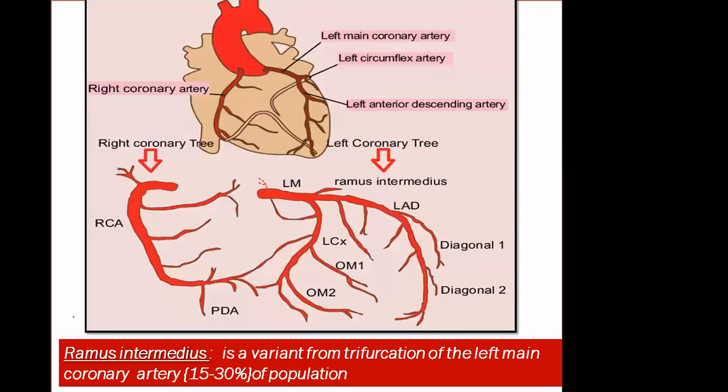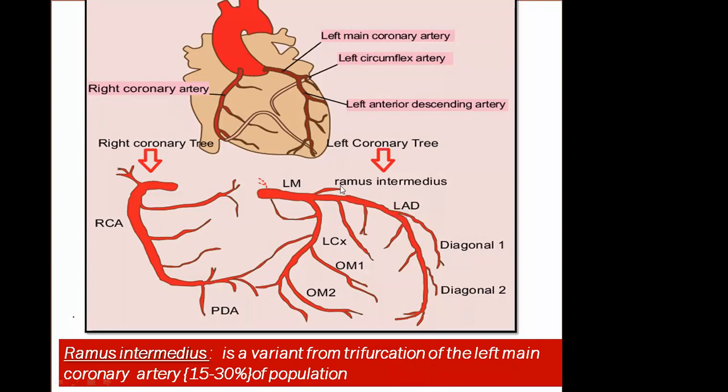This is an illustration showing the right coronary artery with the conus artery, right ventricular artery, and acute marginal artery, curving posteriorly, forming the posterior descending artery, and the left main coronary artery giving the anterior descending, and curving posteriorly the left circumflex artery, giving the obtuse marginal branches. This is the left main, giving the obtuse marginal circumflex, and this is the left anterior descending artery.